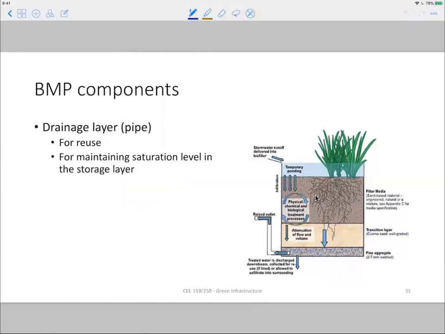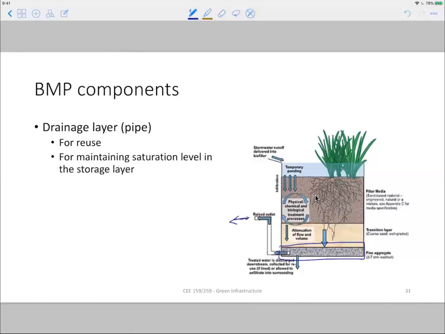And the last one is the drainage layer. Drainage layer is this one. This is the drainage layer including this pipe. As you notice, the main function is to drain stormwater to the outside, either for capture or to drain into a storm drainage. So what are the other functions?